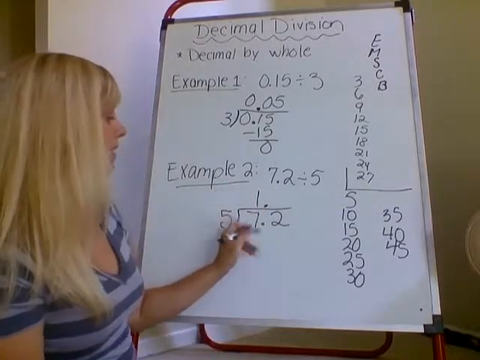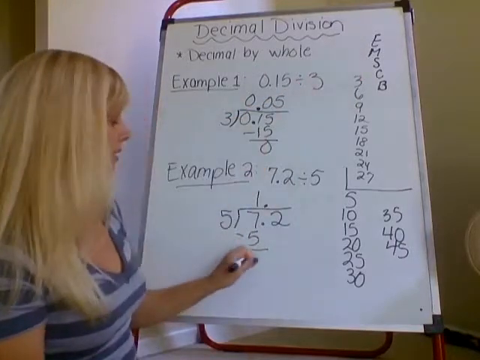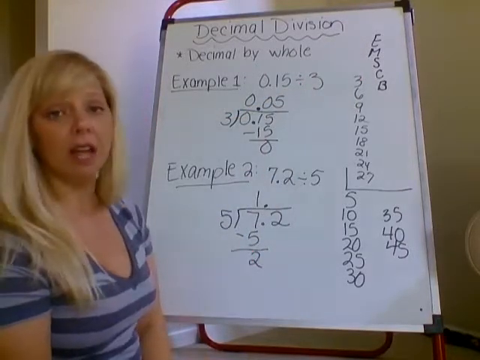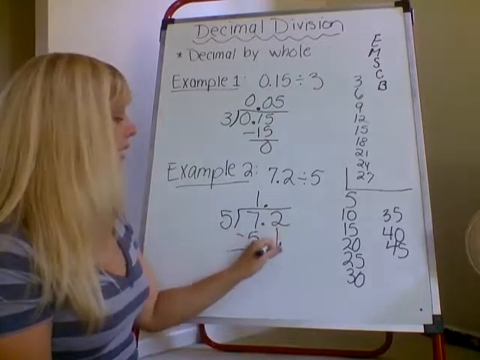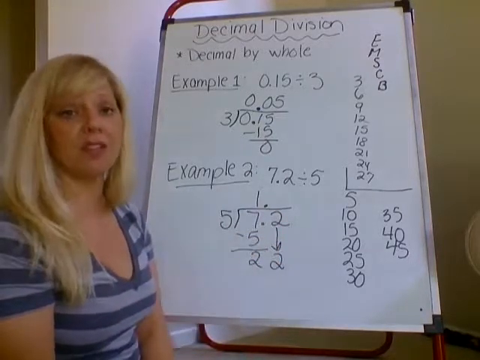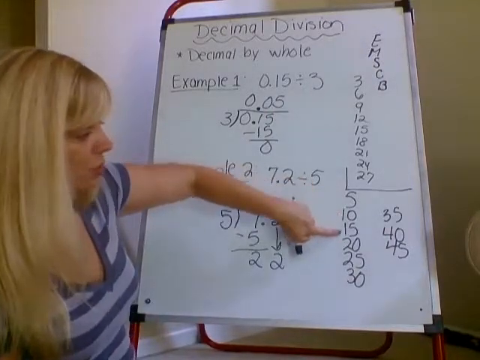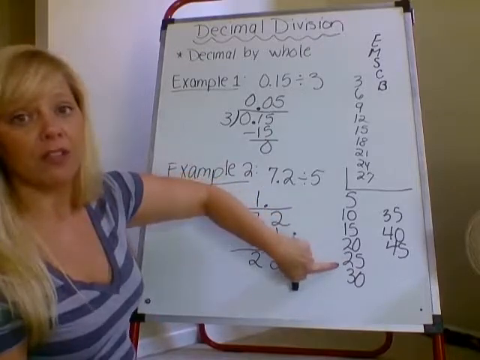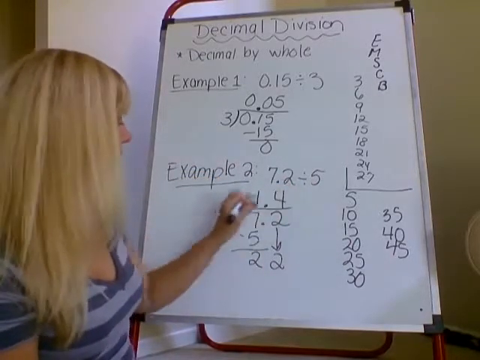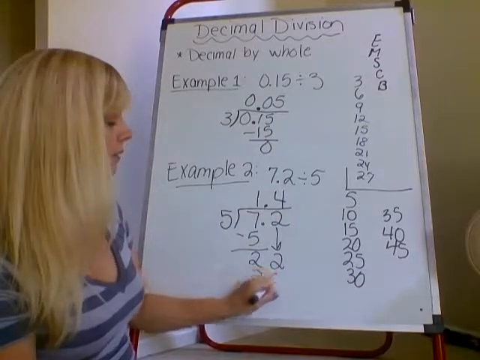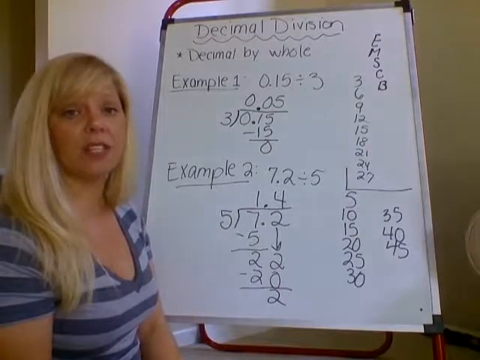So 1 times 5 is 5. There's my multiplication. There's my subtraction. I compare. Is 2 less than 5? Yes, it is. I bring down, and I start the process over again. How many groups of 5 are in 22? There are 1, 2, 3, 4, because 5 is too many. So now I have 4 groups. 4 times 5 is 20.